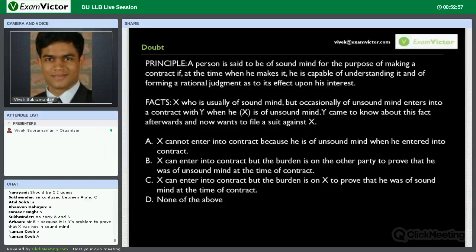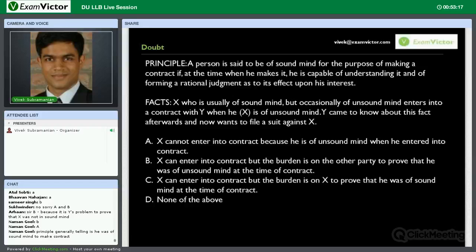But as far as this principle is concerned, it does not concern itself with the burden of proof. It is simply saying that any contract which is made by a person who is of unsound mind is not a valid contract. So clearly the answer is A. X cannot enter into the contract because he is of unsound mind.